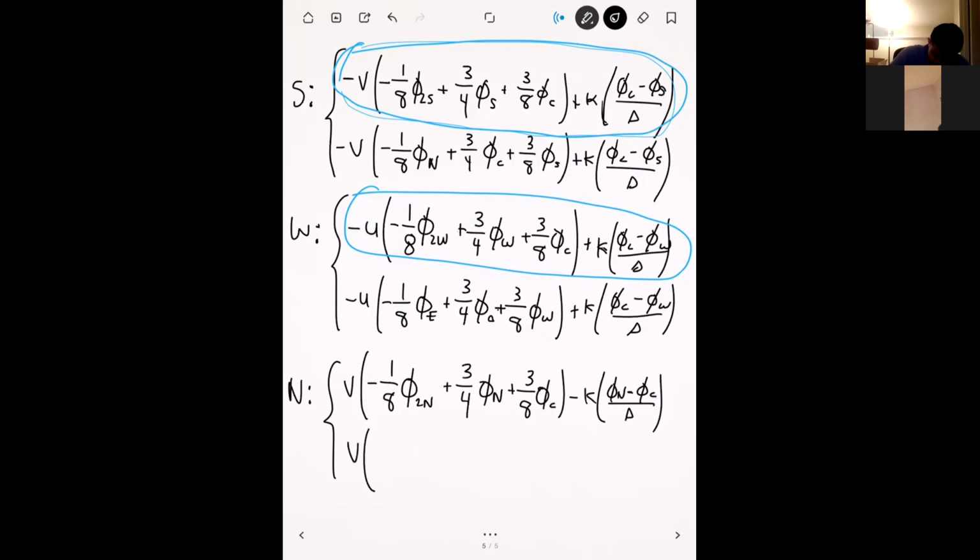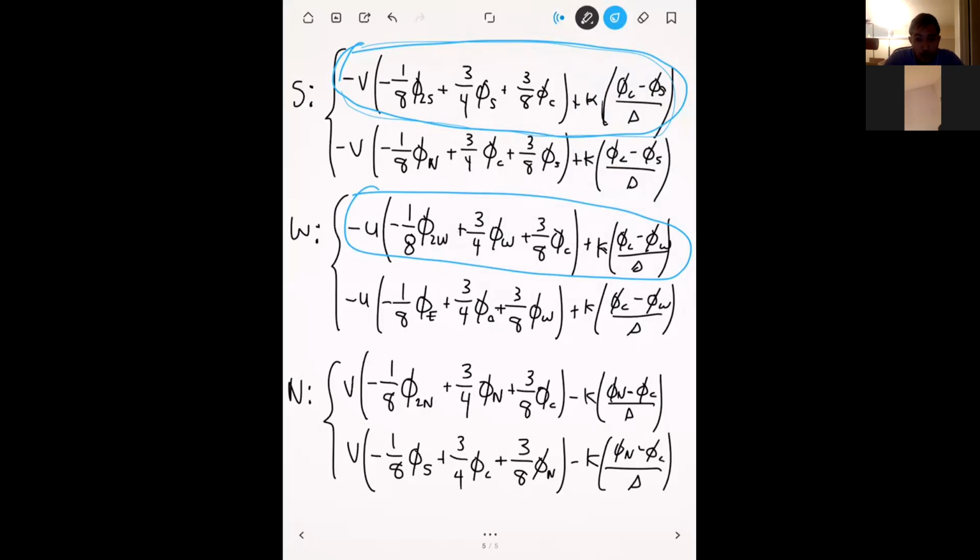Then version 2, we have a minus 1/8 phi sub south plus 3/4 phi sub c plus 3/8 phi sub n, minus k times (phi north minus phi c), all divided by delta. One last time, remember we want to choose the QUICK scheme that places more emphasis on where the velocity is coming from. Since the velocity is coming from the south, because our v here is a positive 75, we want to choose version 2, because that places one neighbor to the south as opposed to the north.